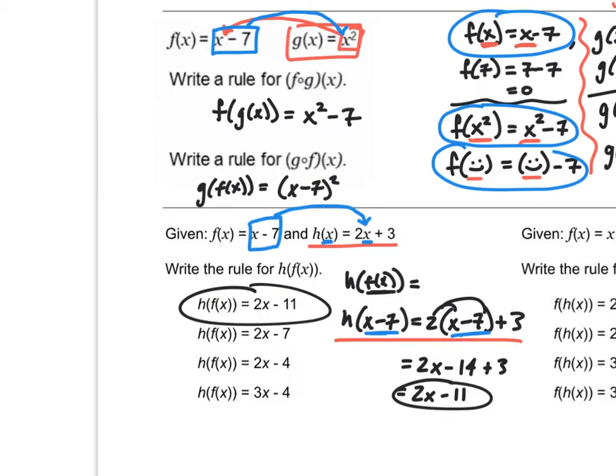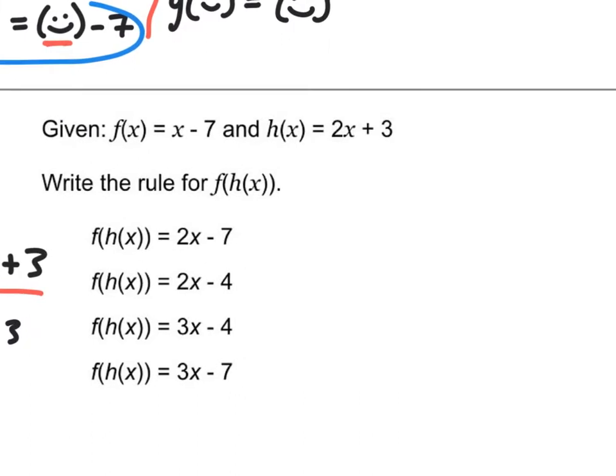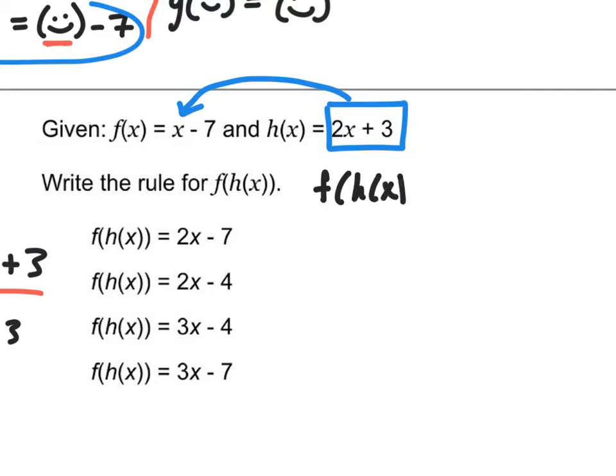Okay, so, all right, let's take a look at the next question. Then it says, given the same functions, f and h, what would be f of h of x? So this is the one where I'm going to take 2x plus 3, plug that into the x value of my other function. So if I write this out, f of h of x, then that's really me saying what's f of 2x plus 3? Remember, h of x is equal to 2x plus 3.